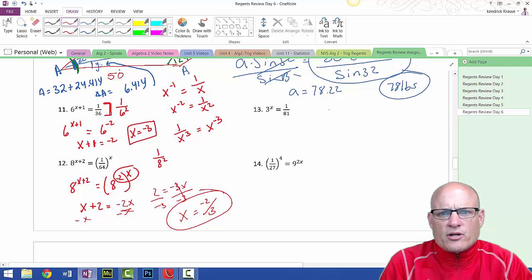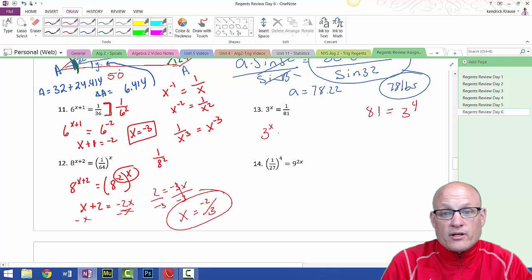Ooh, this one's a little bit tougher. You've got to know that 81 is really 3 to the 4th. So 1 over 81 is really 3 to the negative 4. So 3 to the x is equal to 3 to the negative 4.